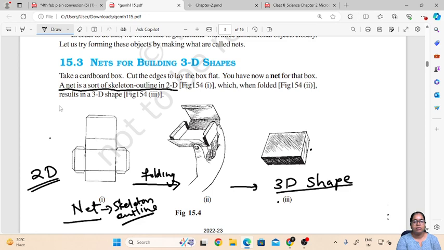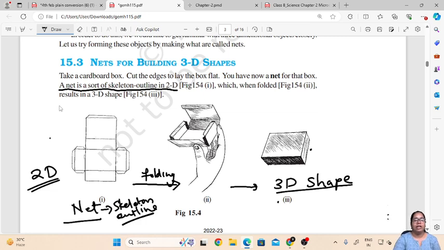Okay, so this is what now? A 3D representation of this 2D cutout. Yes, so the 2D cutout when folded will give you a 3D shape, and then this 2D cutout which on folding gives you a 3D shape is called the net of building a 3D shape. So this will be the net of building this 3D shape. So this is the concept of nets or building of nets.